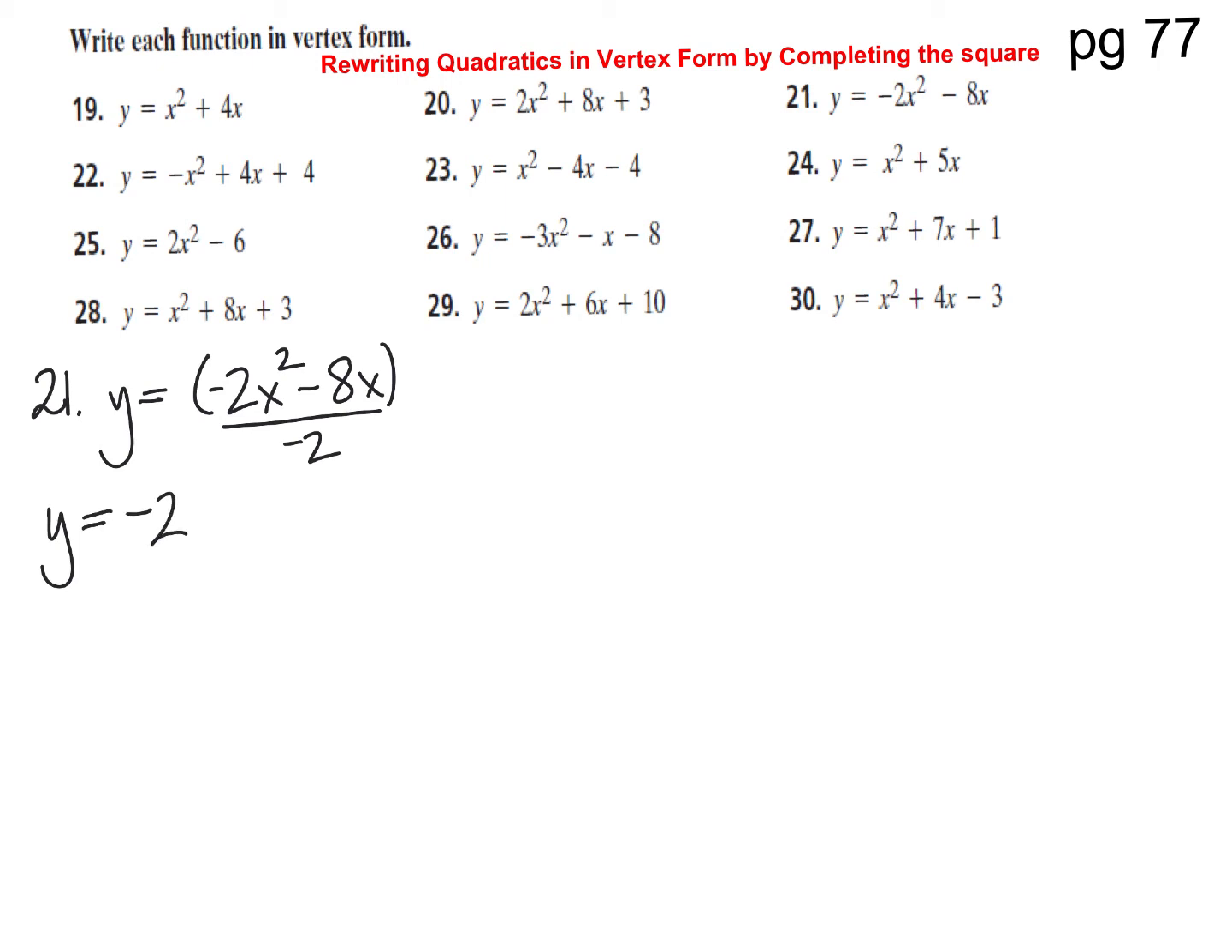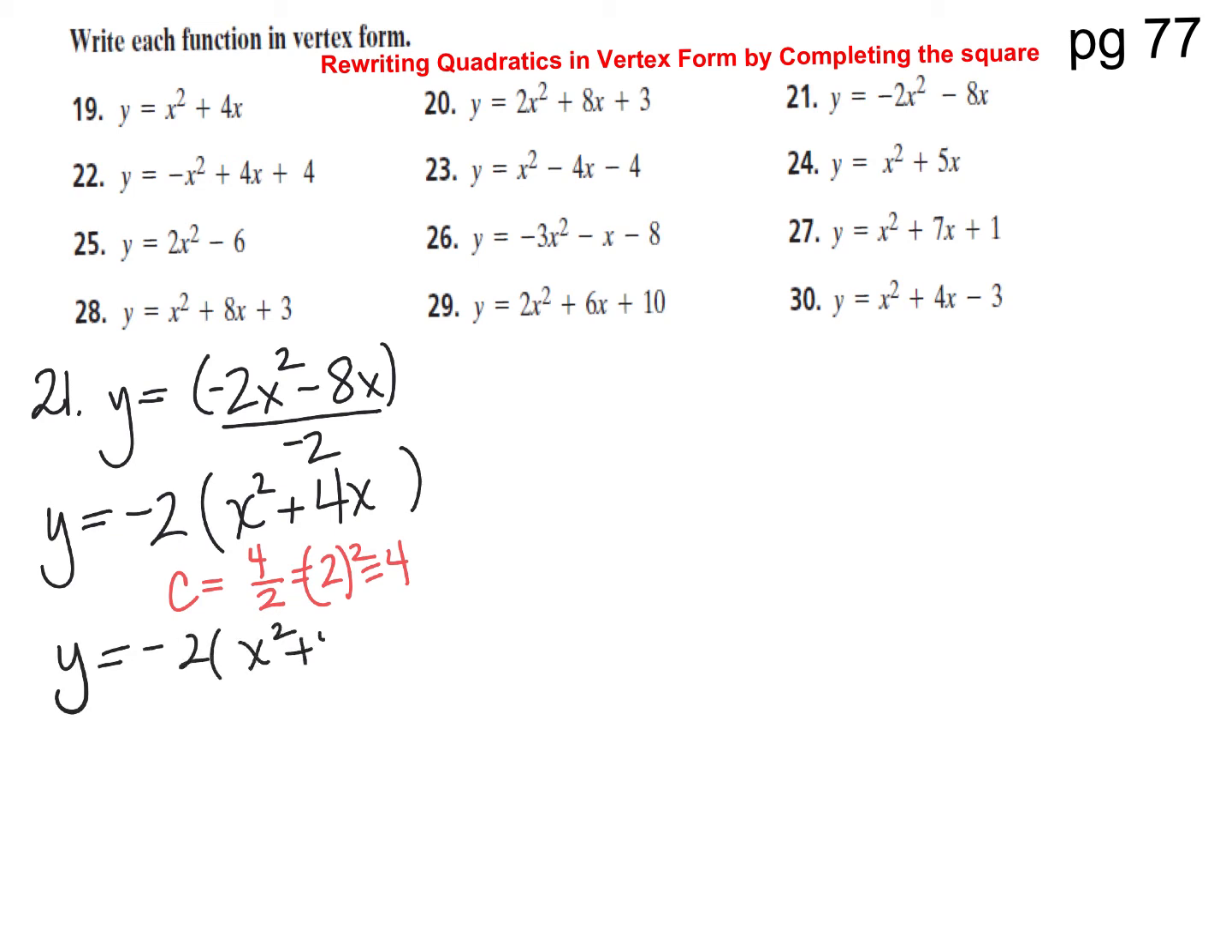Put that negative 2 on the outside. You can't lose it. You have to keep it because it tells me two things. I've got a reflection across the x-axis and a vertical stretch of 2 from the parent function. So that would be positive x squared plus 4x in the parentheses. Now find your c value. C is going to be b divided by 2, which is 2. Square that, which is 4. And add that 4 into the parentheses. So y equals negative 2 times x squared plus 4x plus 4.